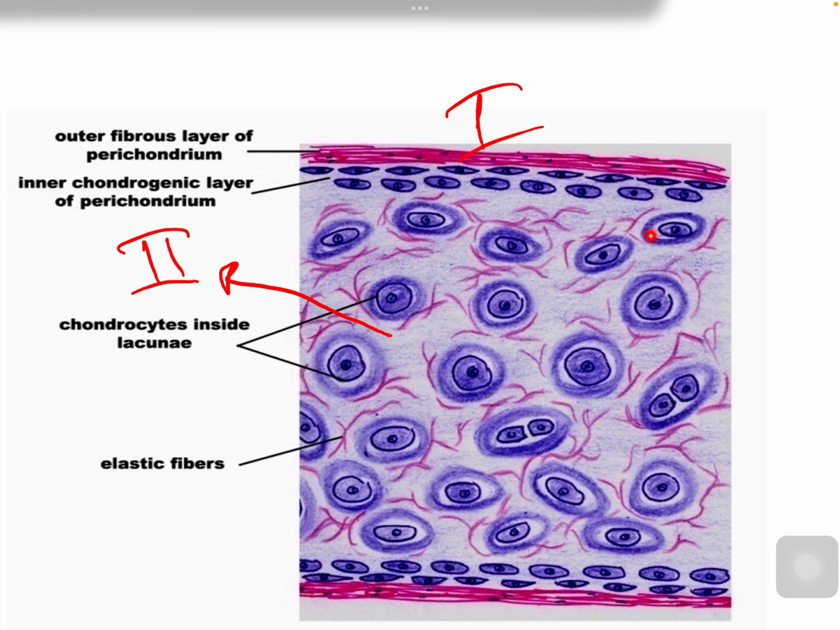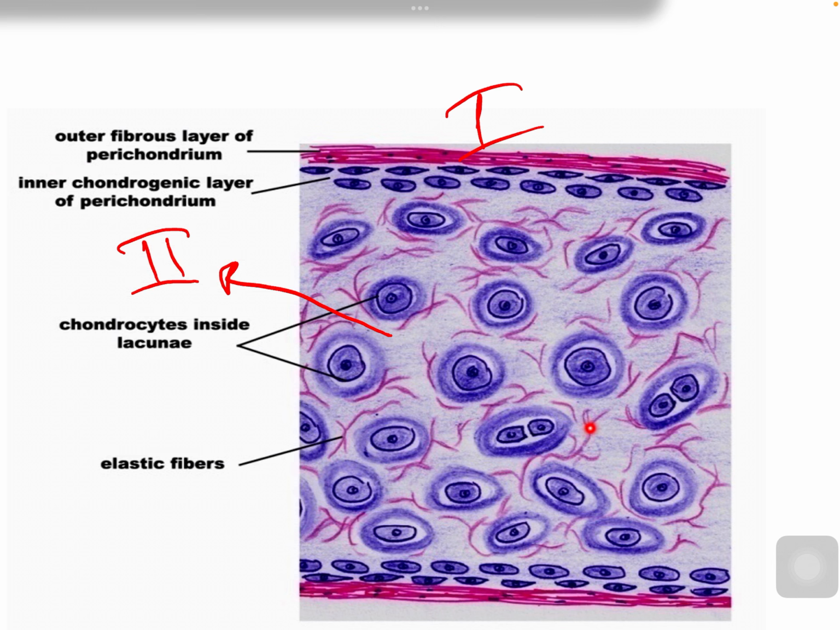And when a cell is entrapped inside the matrix, like these cells, which are the first generation of the chondrocytes, it is now called chondrocyte, not chondrogenic cell. So the growth of this cartilage by this method is by the addition of a new layer of cartilage matrix and cells. That's why it's called apposition growth.